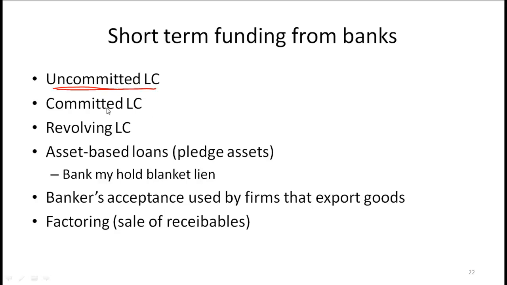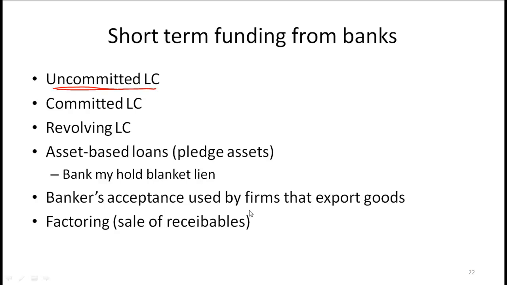A committed line of credit is better. This is where the bank is committing that it can lend you a certain amount over a certain period of time. So this is a better state to be in. A revolving line of credit is one where you take credit, you pay it off, and then you are again eligible for a certain amount of credit. Another scenario is asset-based loans, where you get a loan from a bank and you pledge assets. So you might pledge your property or your building or equipment, and the bank essentially holds a lien against your asset, and based on that asset, which is collateral, you get a loan.